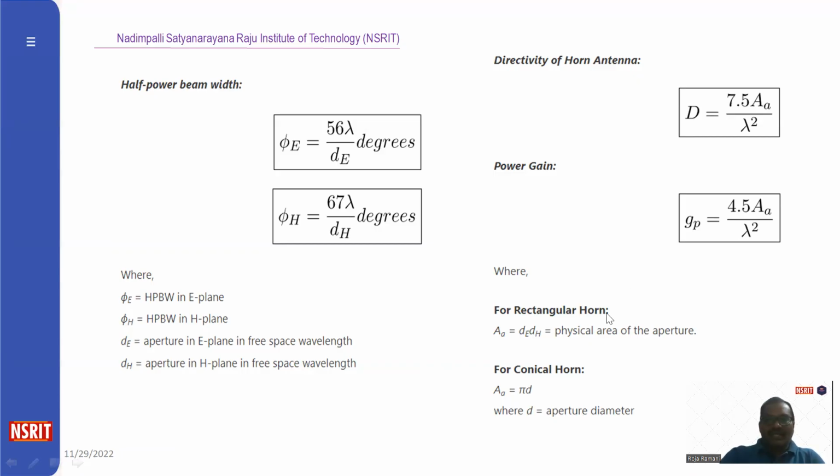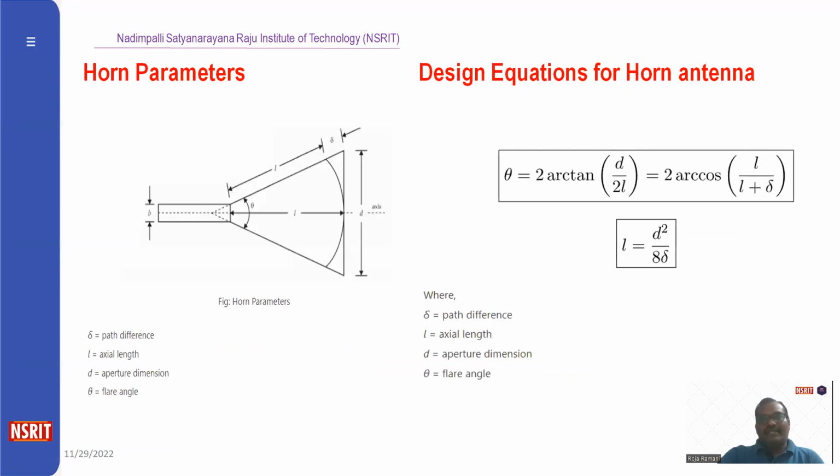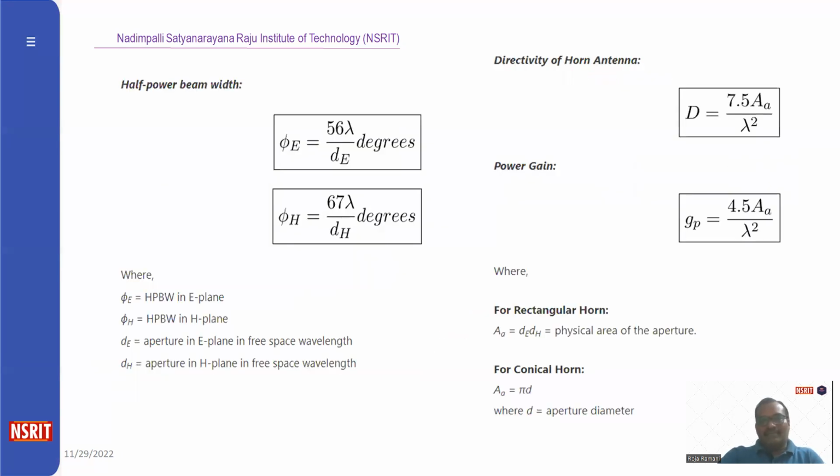So these are for the rectangular horn. This is for the conical horn. Where theta E is nothing but the HPBW in the E plane, theta H is nothing but the HPBW in the H plane. D_E is nothing but the aperture in the E plane in free space wavelength, and D_H is the aperture for the H plane in free space wavelength. These are the important design equations for designing horn antennas.